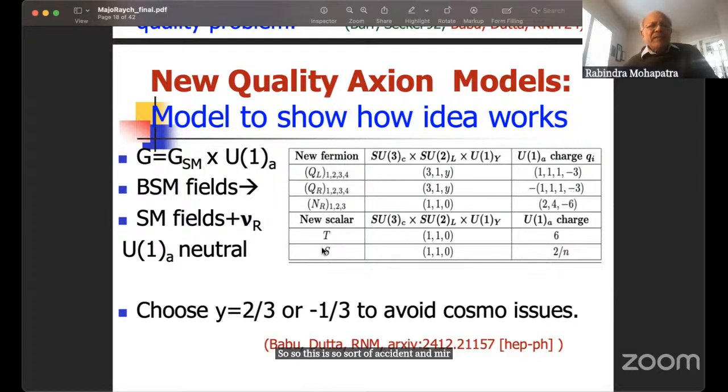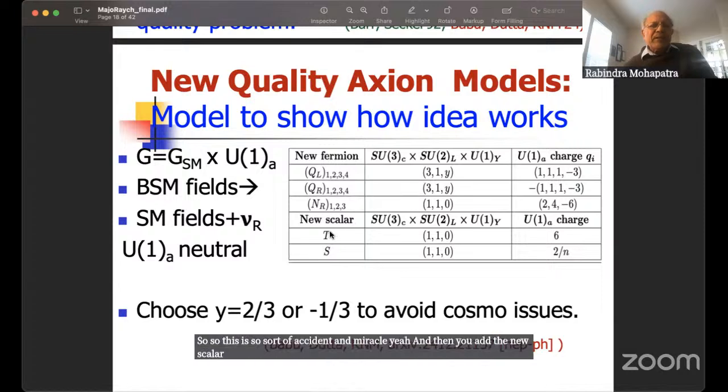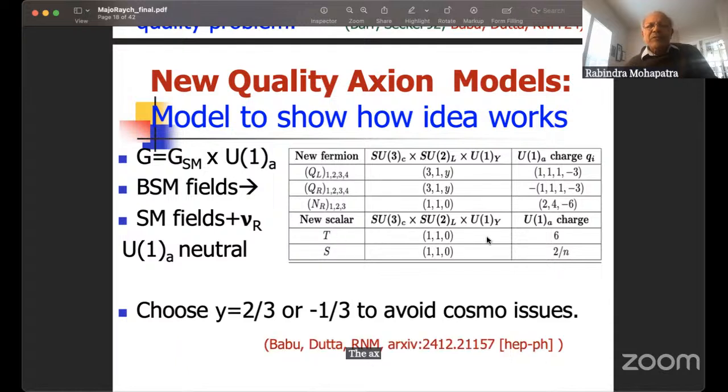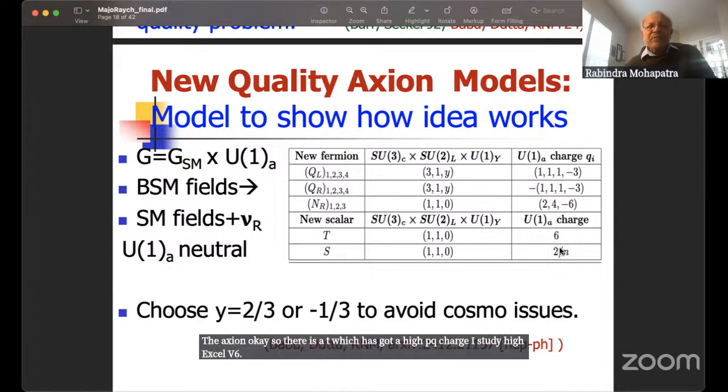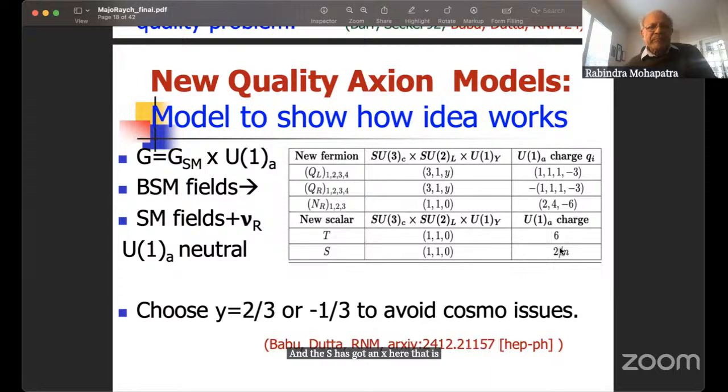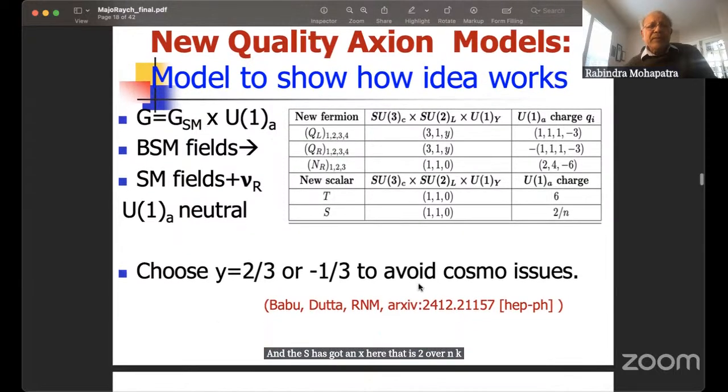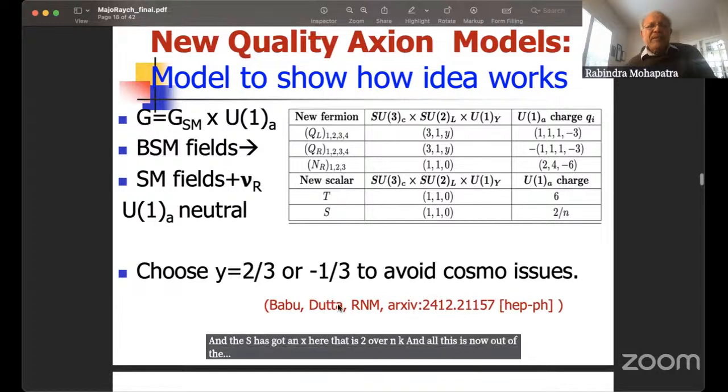Yeah. And then you add the new scalars beyond the standard model Higgs doublet, call them T and S. So these are our key new fields which will give rise to the axion. Okay, so there is a T which has got a high PQ charge, high axial charge which is 6, and the S has got an axial charge which is 2/n. Okay, and all this is now out of the arXiv preprint, which is this number.